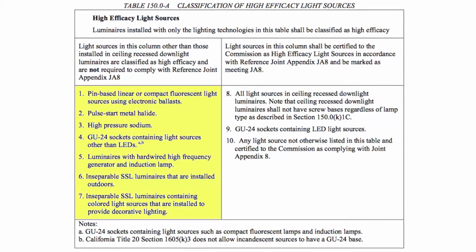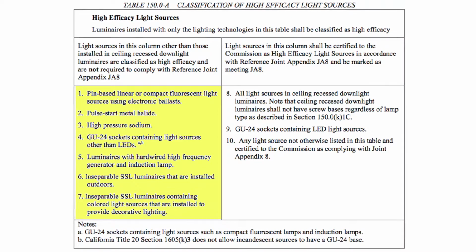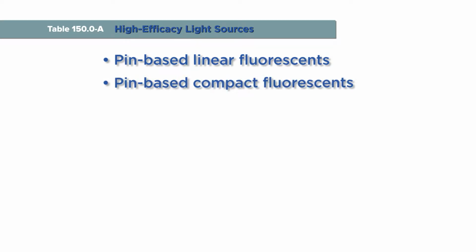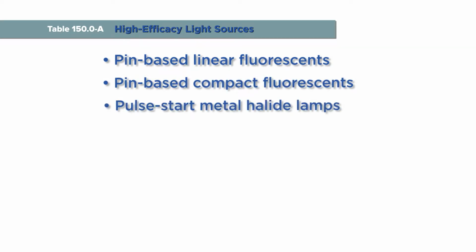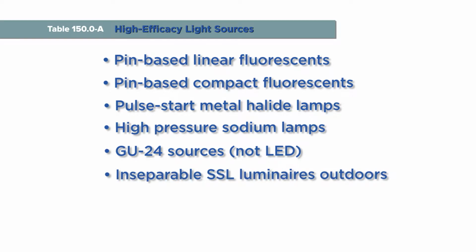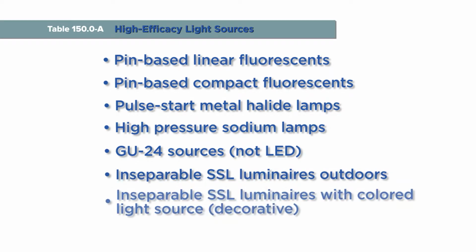On the left, there are light sources which are automatically classified as high-efficacy. These include pin-based linear fluorescent, pin-based compact fluorescent, pulse-start metal halide lamps, high-pressure sodium lamps, GU24 sources other than LEDs, inseparable SSL luminaires installed outdoors, and inseparable SSL luminaires with colored light sources for decorative lighting purposes.